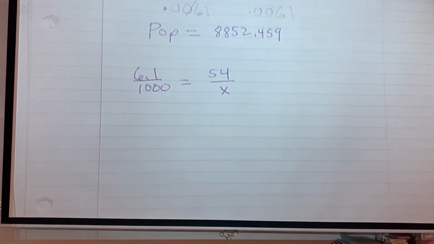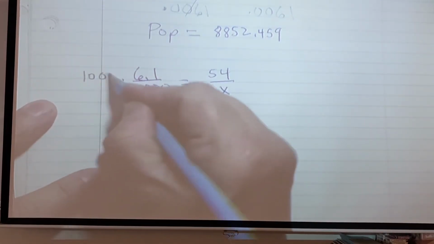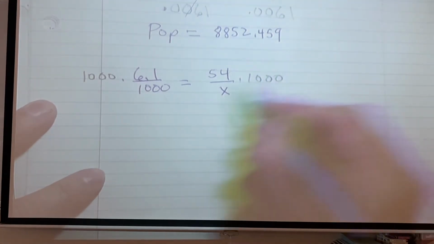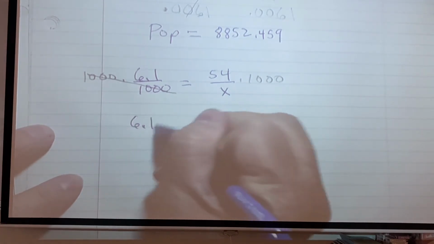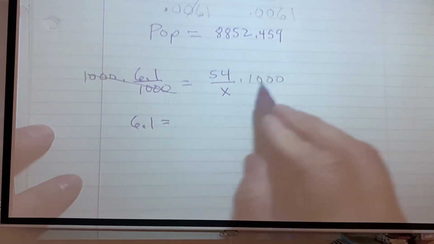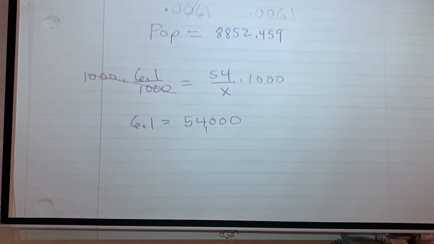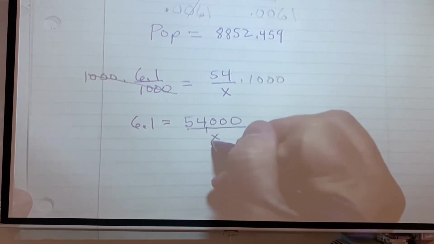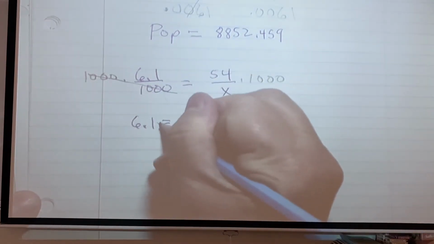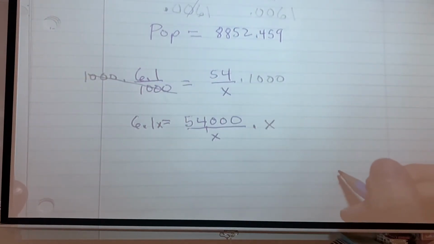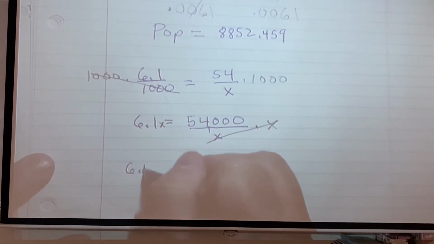Yeah, you multiply both sides by that 1,000. That makes that disappear, or become 1. I'm left with 6.1, and I multiply 54 times that 1,000, which gives me 54,000 over x. Now I'm gonna multiply both sides by x, which makes that become 1, so it leaves me with 6.1 x.